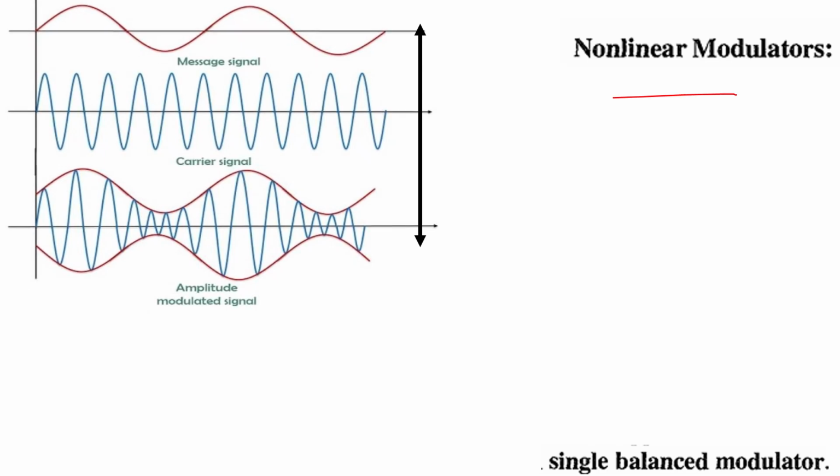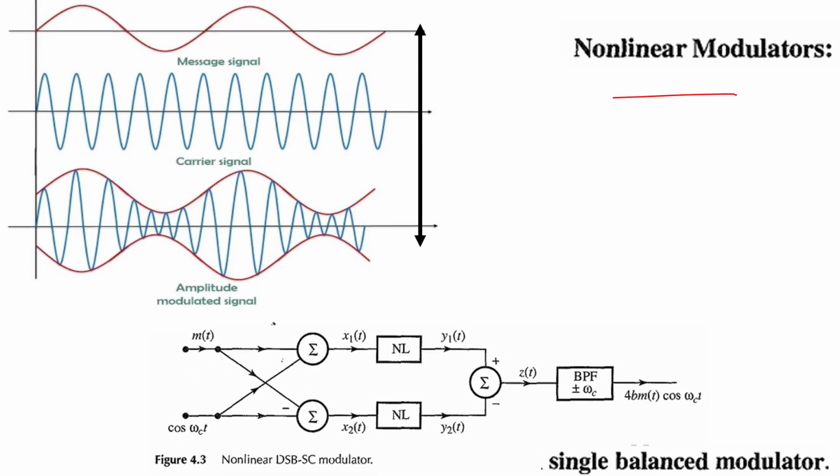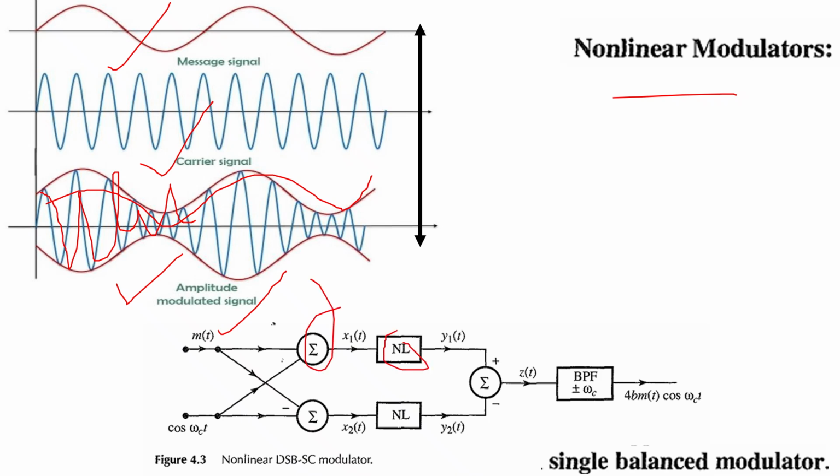Okay, the nonlinear modulator. So what is this nonlinear modulator? An example is your diode. Here the message signal is there, and then the carrier signal, and this is the amplitude modulated signal. This one is your amplitude modulated signal. Here the amplitude is varying, that is why this is called the amplitude modulated signal, right? So m(t) is here, and then an adder is there, and then the nonlinear device, here a diode, the nonlinear AM modulator, and then x1 and x2 will come.